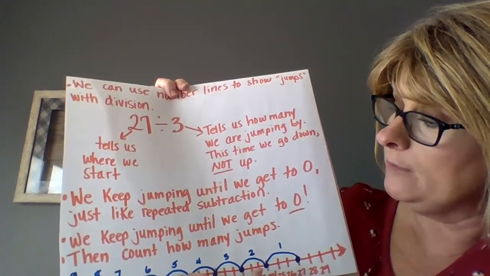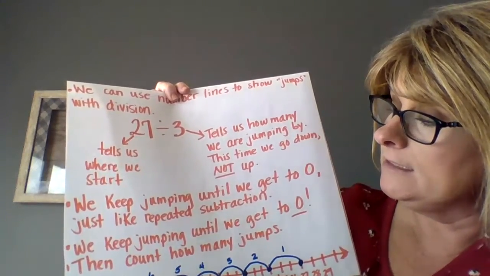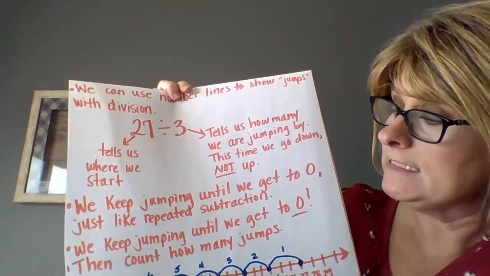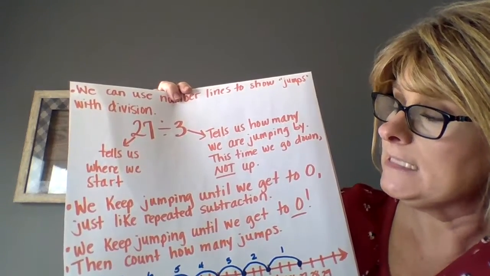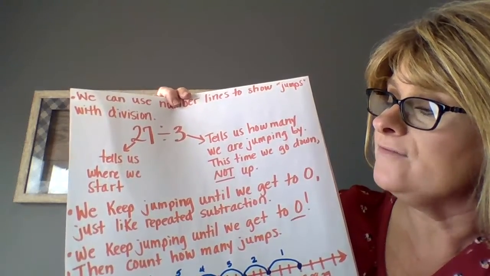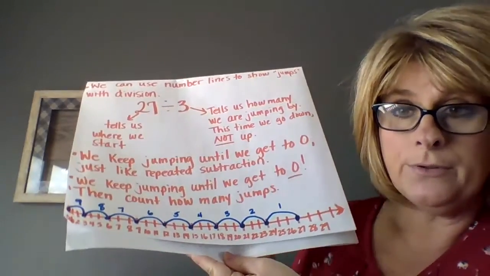1, 2, 3, we land on 15. That's the fourth jump. Then we land on 12. That's the fifth. 9, that's the sixth jump. 6, that's the seventh jump. 3, that's the eighth jump. And then finally we end on 0, that's the ninth jump.